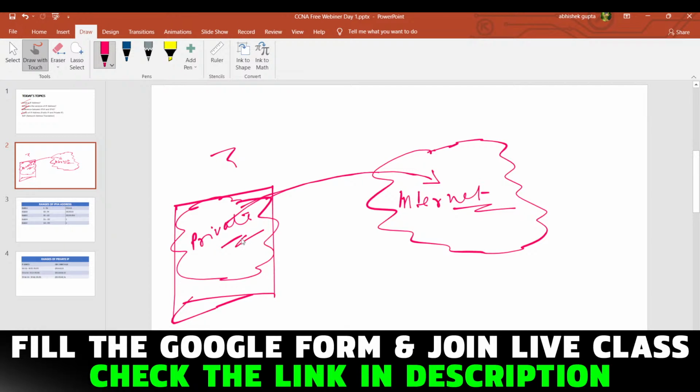So he told that a private IP we use in a local network and a public IP we use globally, right? So this is a local network and here we have assigned a private IP. Is it possible to communicate with the internet? Yes, it is possible, sir. How?